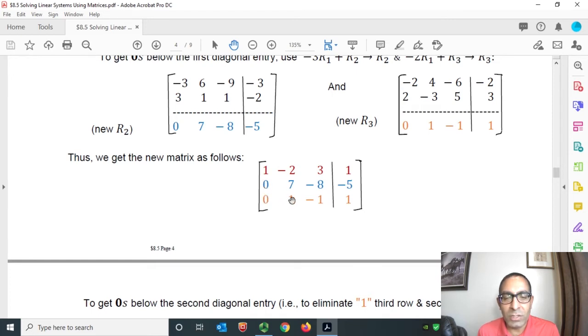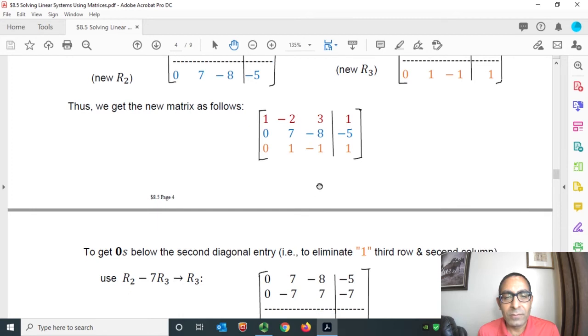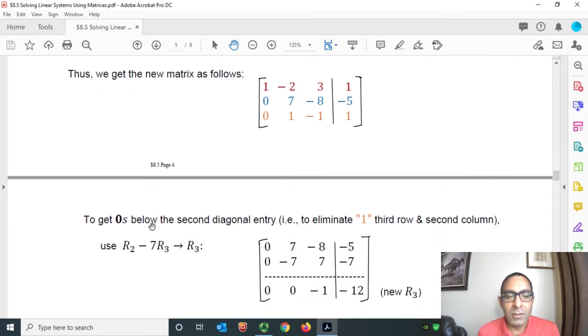Now we want to make this one also 0, and we want to make this 1 at the place of 7, and we want to make 1 at the place of -1. So the next, to get zeros below the second diagonal entry, that means here, we want to make this one 0 here. We follow the following operations. We use row 2 minus 7 times row 3, and we replace the row 3 by this result.